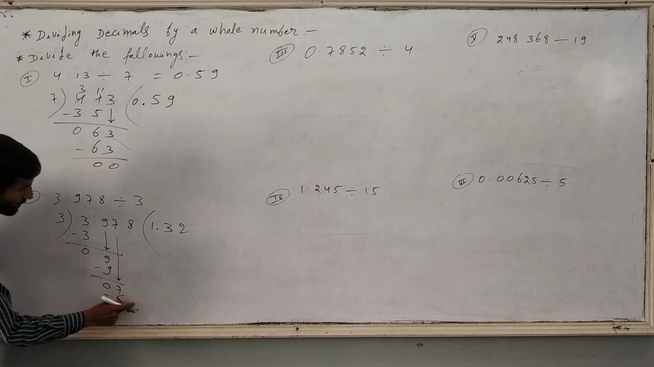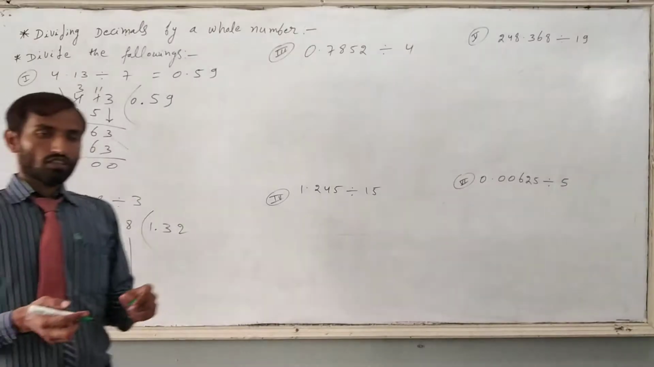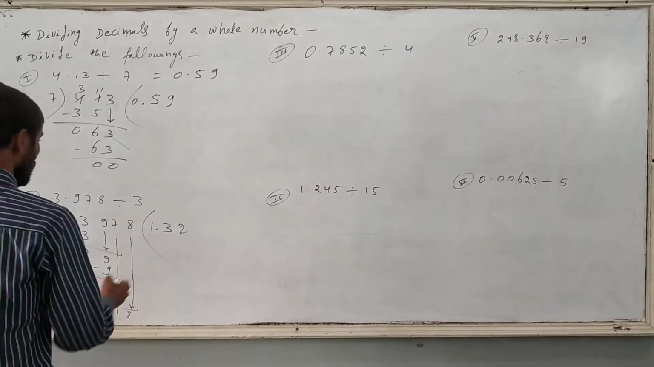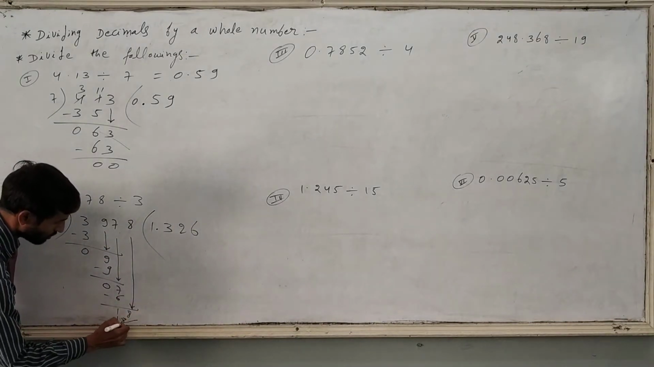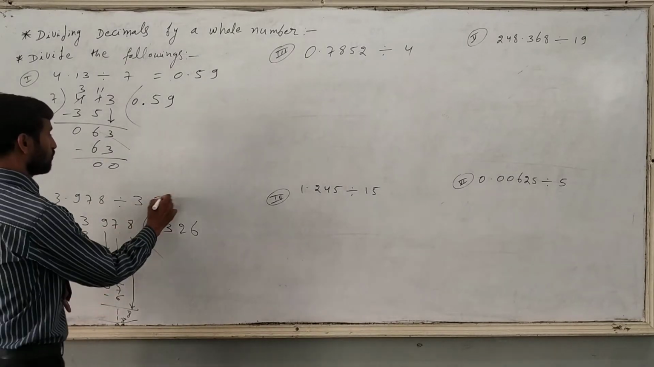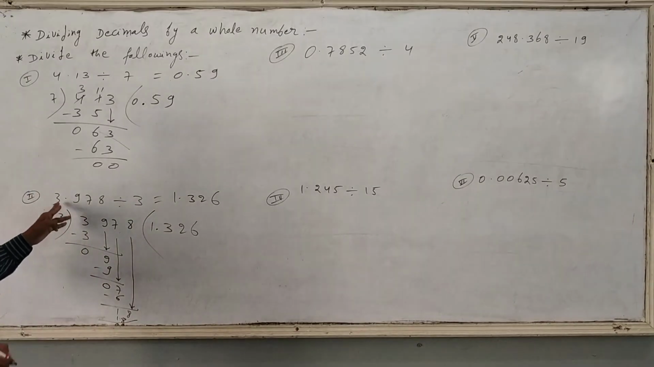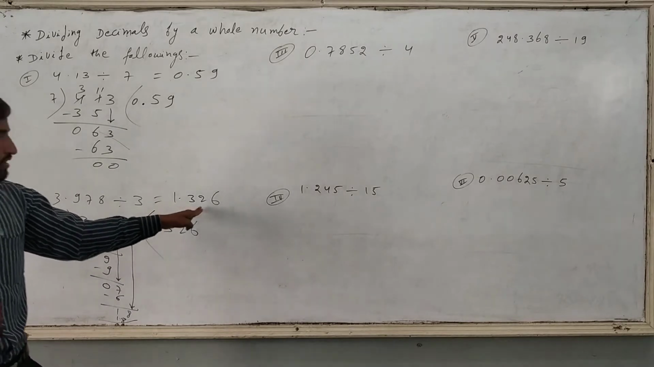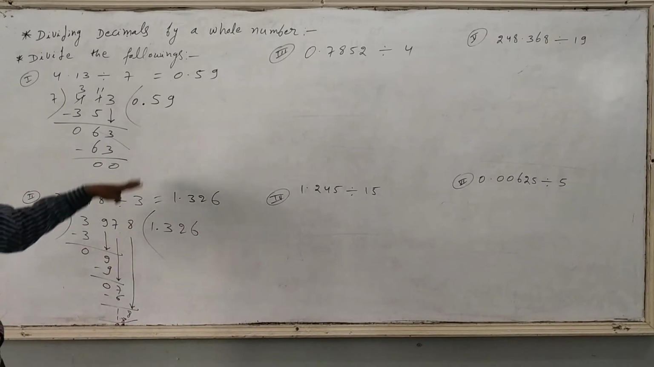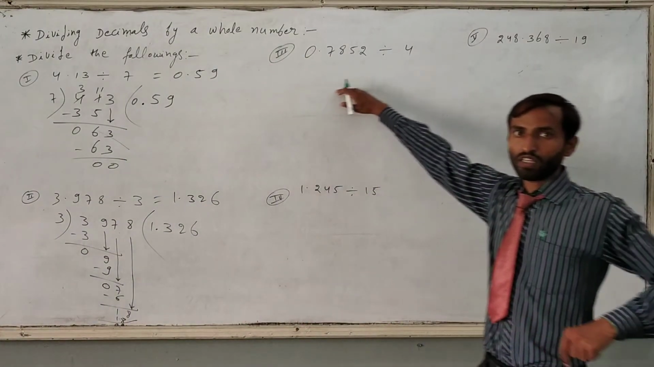Then we have to subtract. 7 minus 6, 1 will come. Then write down 8. Then we can divide again. 3 sixes are 18. Then the remainder will be 0. So the final answer is 1.326. If the number 3.978 is divided by 3, the answer will be 1.326 by this process. You have to go through each and every step, then you will get the correct answer. There will be no confusion.